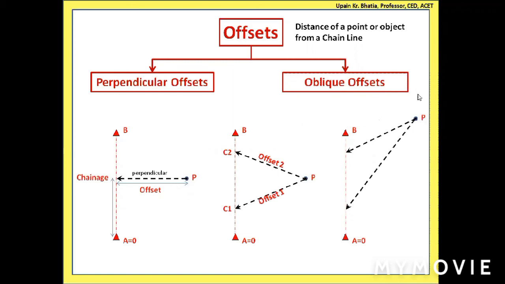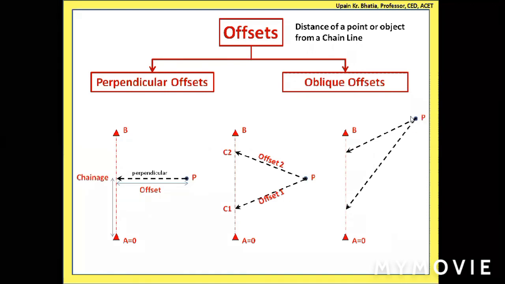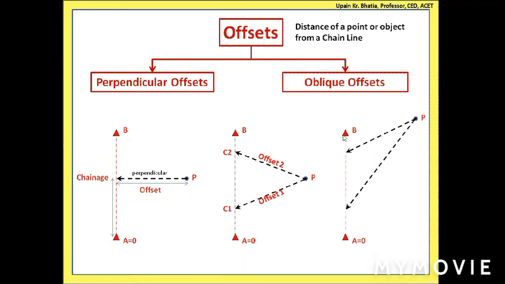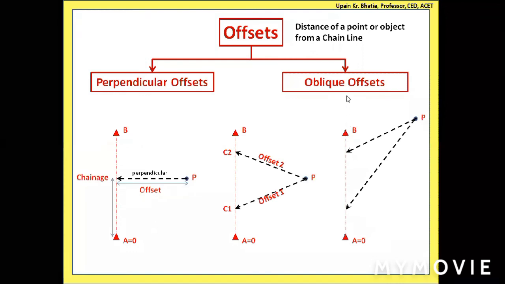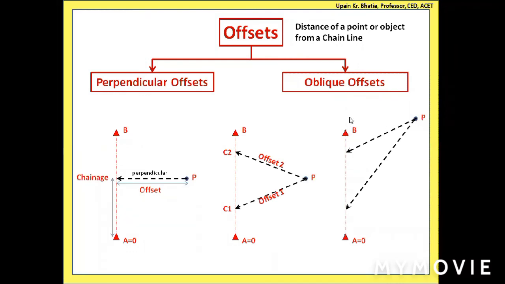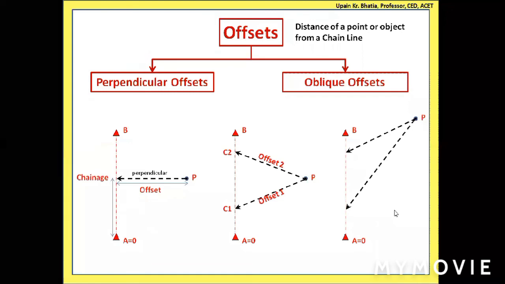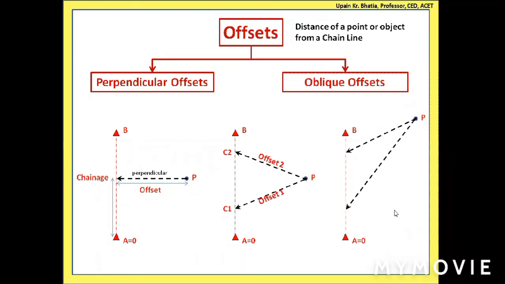Say the boundary line is extending in this direction, so that this area is included in your area to be surveyed, but it is not possible to extend the chain line further so that you can get the perpendicular offset. In this particular case, it depends on you. Entirely, it depends on you. If the perpendicular offset is possible, go for it. Otherwise, oblique offset is the alternative.